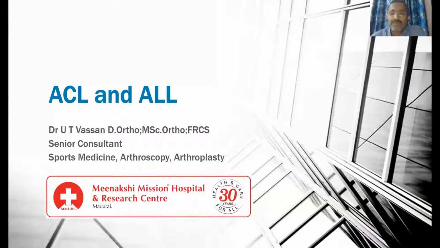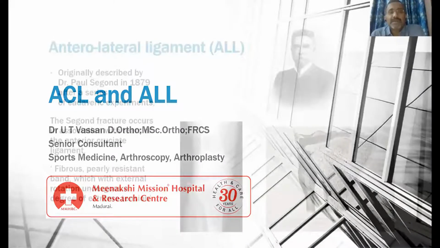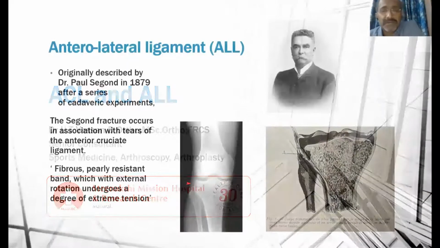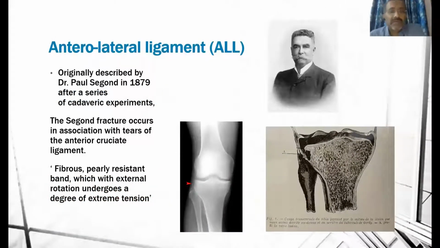So I'm just going to expand on Dr. Gaurav's talk. He is talking about graft failure. There is one thing which is in our hands, that is the anterolateral ligament, which we can do to prevent graft rupture in a specific group of patients, not all of them. The anterolateral ligament is not something new. We have known about this for quite a long time.